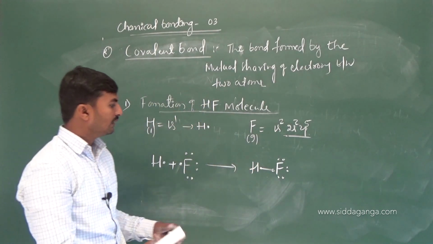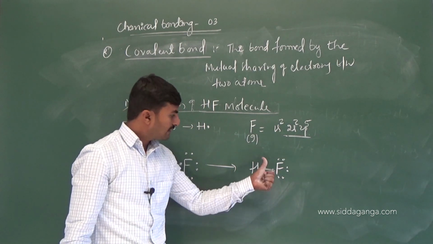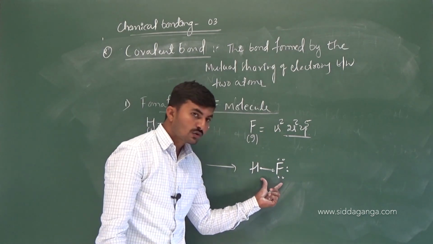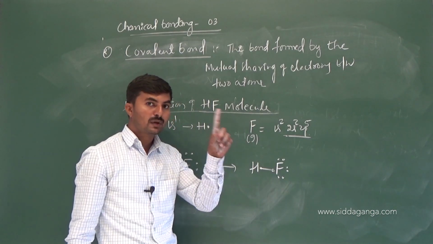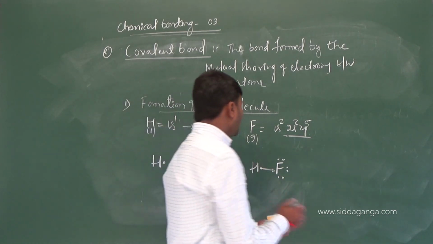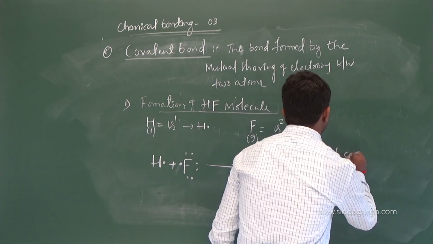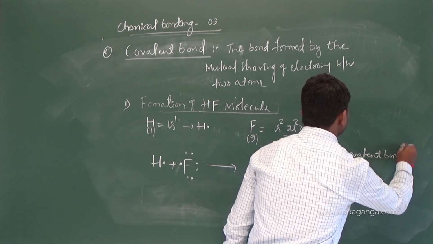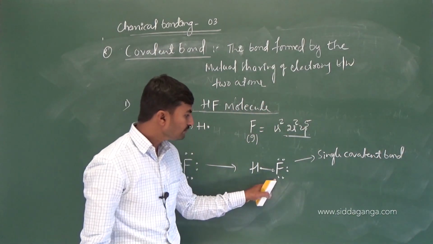Then whether this is a single covalent bond or a double covalent bond, this is an example for a single covalent bond, because in between these two atoms, how many pairs of electrons are shared here? Only one pair of electrons is shared between these two. That is why this is an example for a single covalent bond. Right. Next.